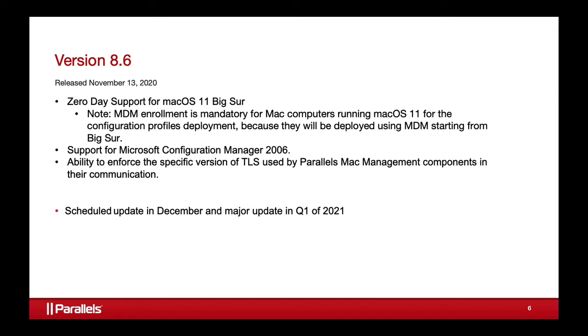Support for Microsoft Configuration Manager 2006. So the branch versions, we're at 2006, actually. We're at 2011, right? Our developers have been getting ready for a minor release in December. They kind of back-channeled to let me know that 2011 will be ready, probably mid-December. Ability to enforce specific versions of TLS used by Parallels Mac Management. So I think we have some registry edits that we can do to make sure that we're as secure as you need to be. And then, I noticed down there at the bottom, scheduled update in December. So then we have another big one coming out Q1 of 2021.